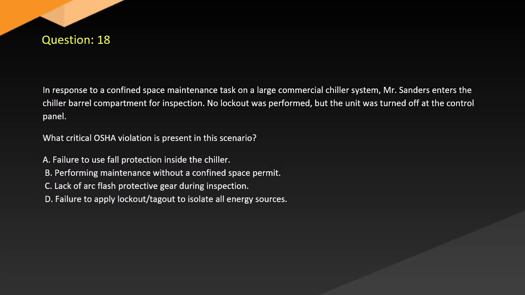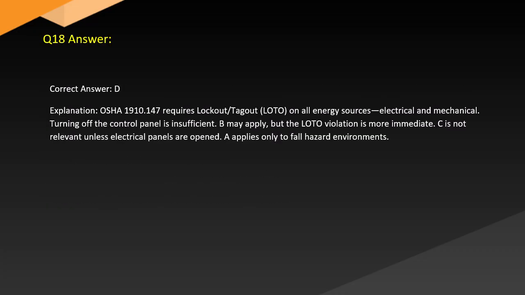A. Failure to use fall protection inside the chiller. B. Performing maintenance without a confined space permit. C. Lack of arc flash protective gear during inspection. D. Failure to apply lockout/tagout to isolate all energy sources.